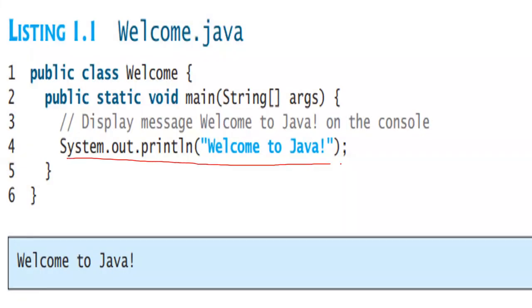We also use, if we want to print a welcome to Java message, the System.out.println function. Println is basically a method which prints a line in any Java program.